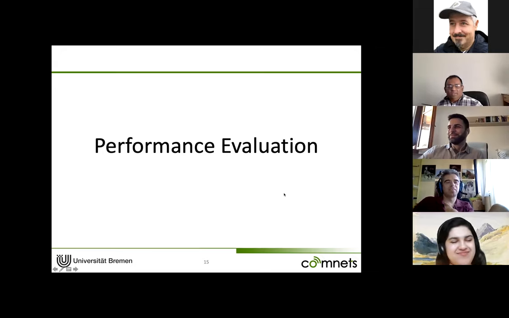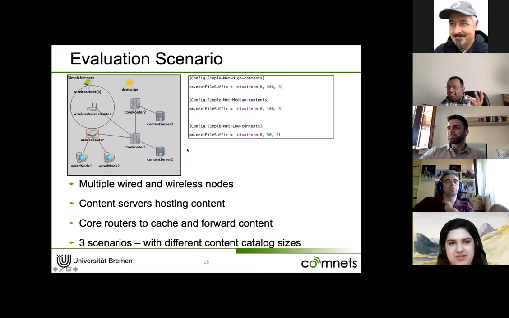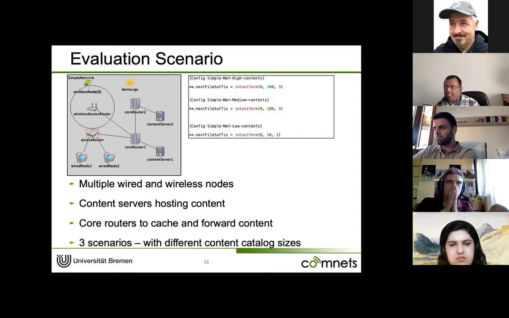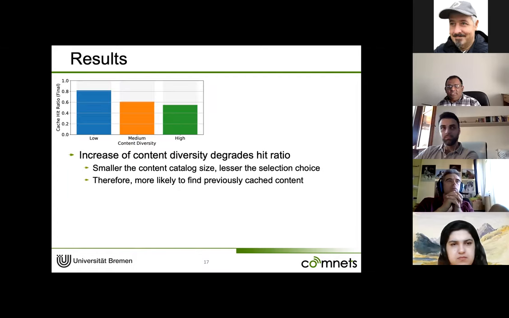Okay, good. In the performance evaluation, I just used a very simple scenario. We have a couple of wireless nodes, a couple of wired nodes, some content servers serving content, and some core routers that are forwarding and caching in this network. It's a very simple network because we only wanted to check the operation. We evaluated three scenarios, each with a different content catalog size: high, medium, and low amounts of content. The ini file shows this is a very simple evaluation, just to look at the concept.